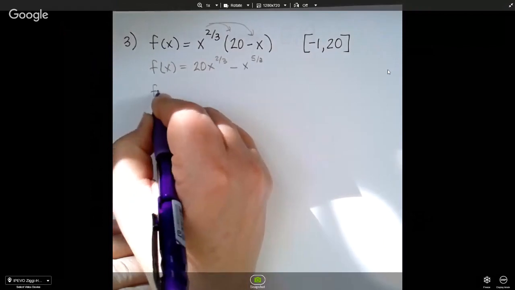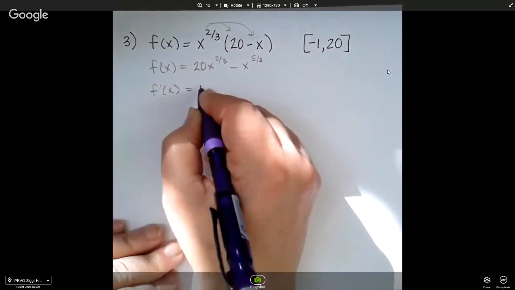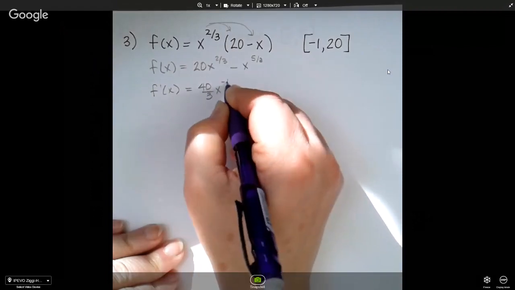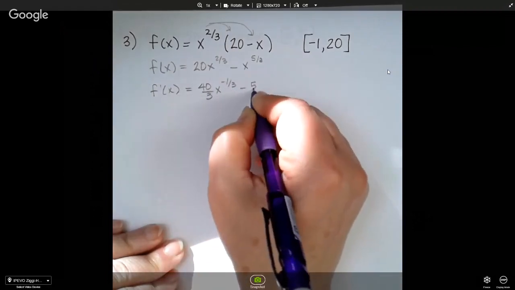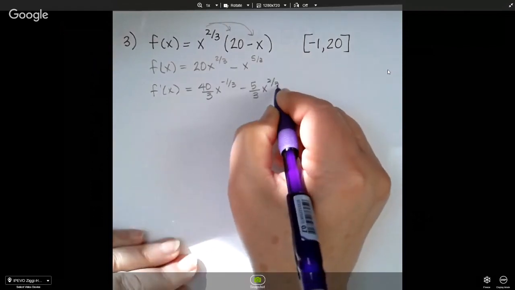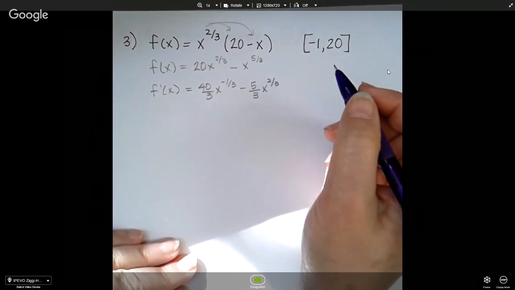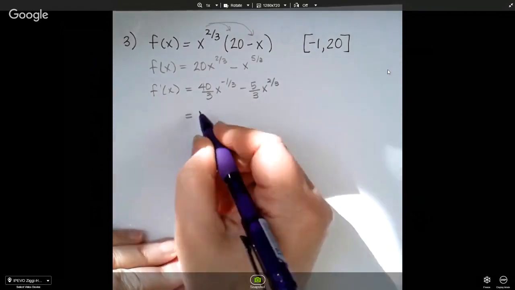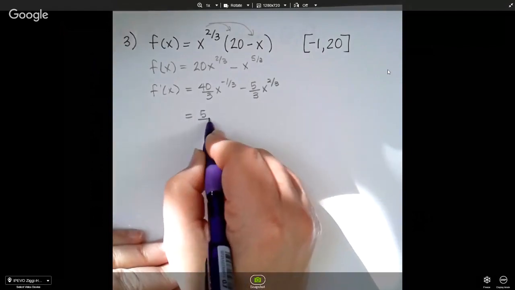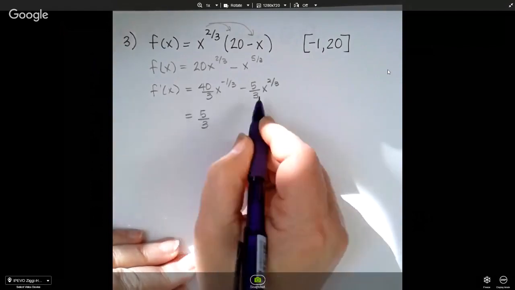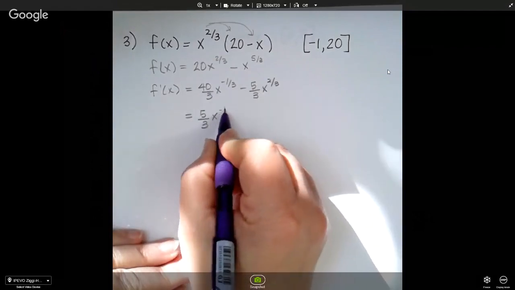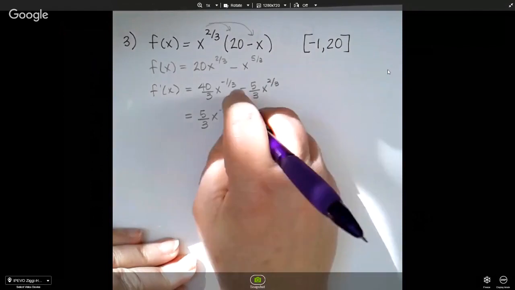And now I'm going to take the derivative, and we get 40/3 x to the negative 1/3 minus 5/3 x to the 2/3. All right, now I'm going to do something that makes you uncomfortable because I like to do that. I'm going to factor out a 5/3, which is not difficult. And I'm going to factor out the most negative exponent here, which is x to the negative 1/3.